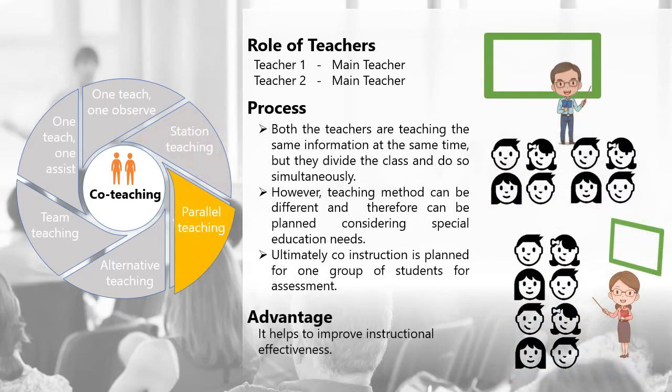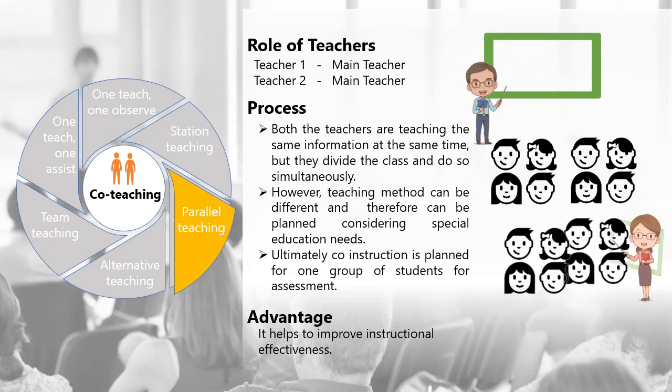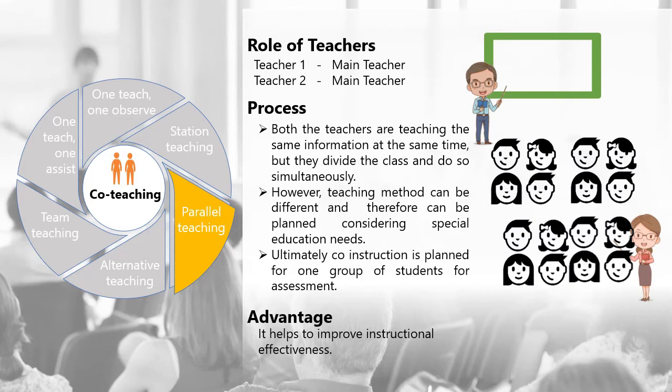The third type of co-teaching strategy is parallel teaching. Here also 2 teachers are involved. Role of teachers are, teacher 1 and teacher 2 would be the main teacher. Their process would be: both the teachers are teaching the same information at the same time, but they divide the class, and do so simultaneously. However, teaching method can be different, and therefore can be planned, considering special education needs. Ultimately, co-instruction is planned for one group of students for assessment. Advantage of parallel teaching is, it helps to improve instructional effectiveness.